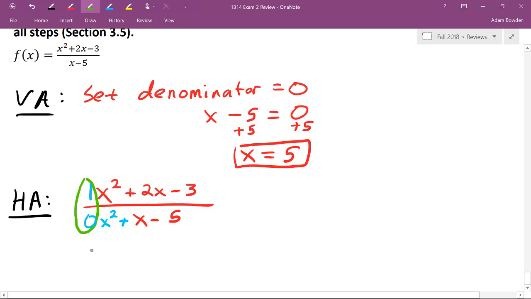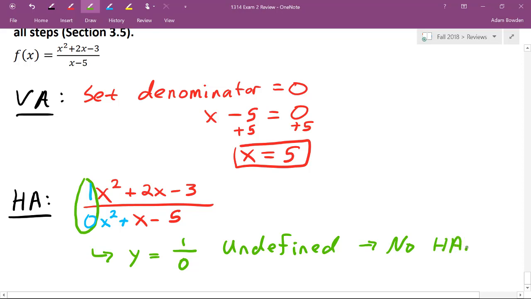So the horizontal asymptote would be y equals 1 divided by 0. But we can't divide by 0 because that's undefined. So the calculation doesn't work, which tells us that there is no horizontal asymptote in this situation here.